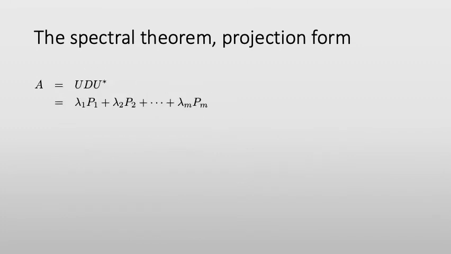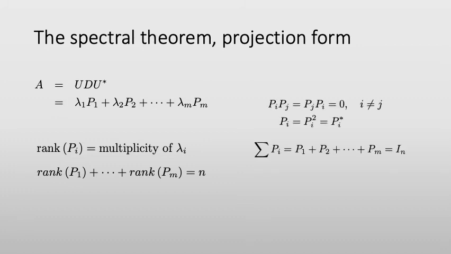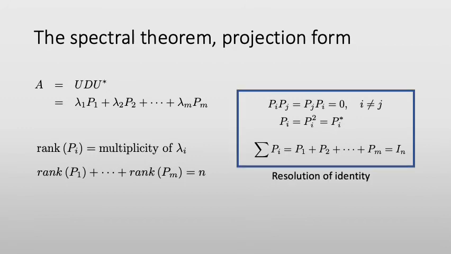In summary, if we use distinct eigenvalues, lambda 1, up to lambda m, then A is a weighted sum of orthogonal projections. The rank of each projection is not necessarily equal to 1. The rank is the same as the multiplicity of the corresponding eigenvalue, and the sum of the ranks is equal to the dimension of the whole space. For the projections, they are mutually orthogonal, each one is self-adjoint, and the sum is the identity operator. This is called a resolution of the identity.